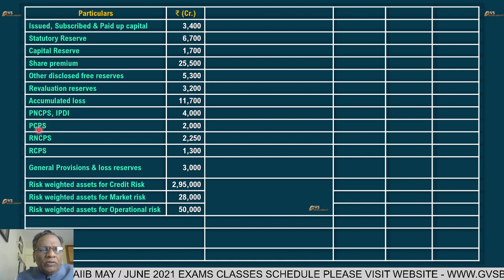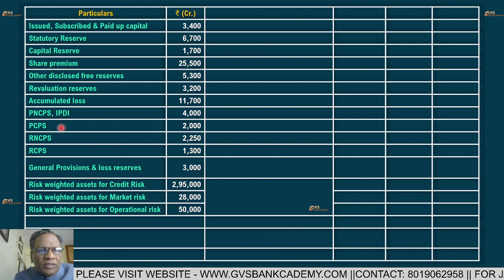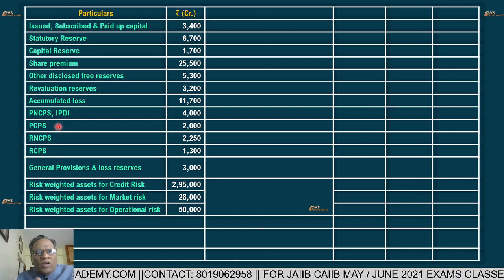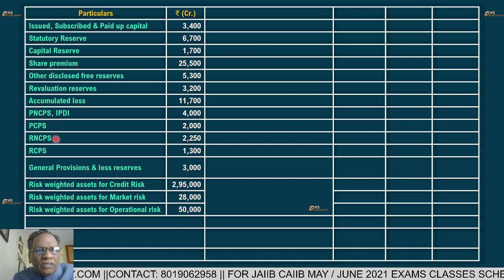Then perpetual cumulative preference shares, PCPS, 2,000 crores. Redeemable non-cumulative preference shares, 2,250 crores. Redeemable cumulative preference shares, 1,300. These three, PCPS, redeemable non-cumulative preference shares and redeemable cumulative preference shares, are part of tier 2 capital, number 1. Number 2, for these three instruments the minimum maturity period, minimum borrowing period, is 5 years and above.